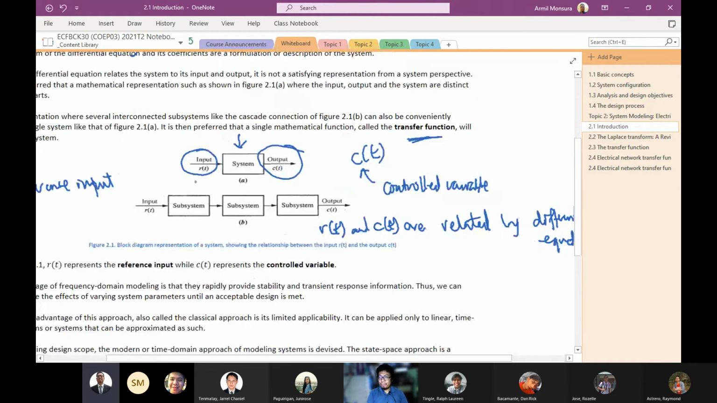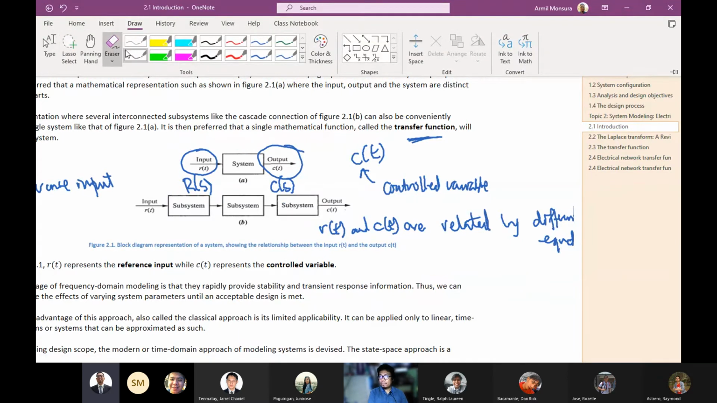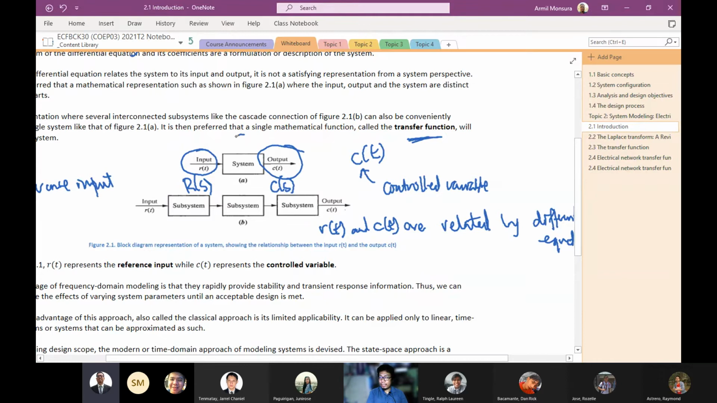Instead of having R of t here, we will have R of s. And R of s is the Laplace transform of R of t. So take note of that. And then we also have here C of s as the Laplace transform of C of t. Now, if you have R of s and C of s, meaning makukuha na natin yung Laplace transform ng ating input at saka ng ating output, then we can describe the system using the notation G of s, which is what we call the transfer function.